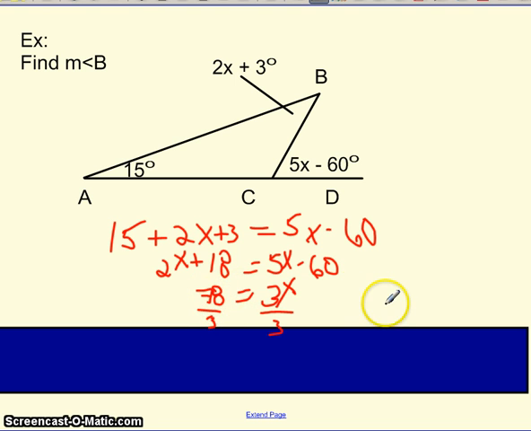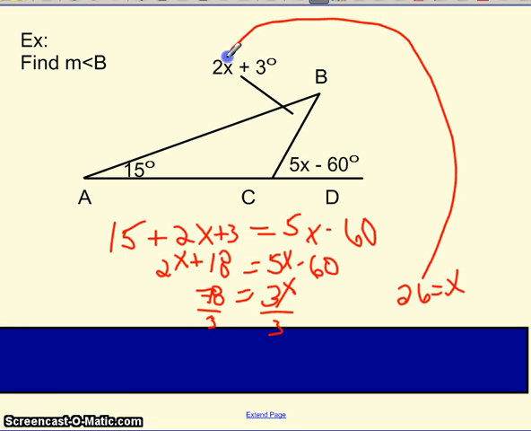So let's see, I'll go into 7 2 times, leave me an 18 left over, which is going to be a 6. So now I know what x is, but I still want to know the angle measure, so I need to plug in the 26 in for the x here. So 26 times 2 is going to be 52 plus 3 is going to be 55 degrees. So the actual answer for angle B is going to be 55 degrees.